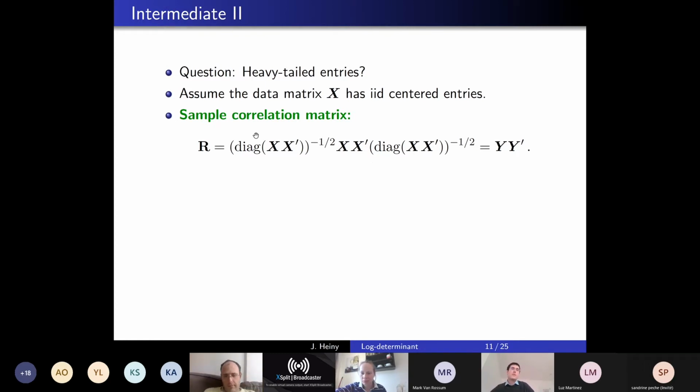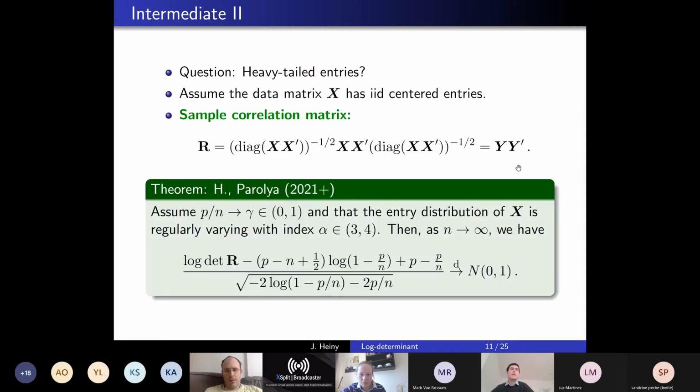Okay, so recall that before we had structure just X X transpose, so some matrix times its transpose, and we can write this R again as some matrix times its transpose. If you define this first part here as our Y, then we can clearly write it as Y times Y transpose. And this Y now has independent rows again, since you basically divide each row of this matrix X by its Euclidean norm. Okay, so that's why we are in this intermediate case.